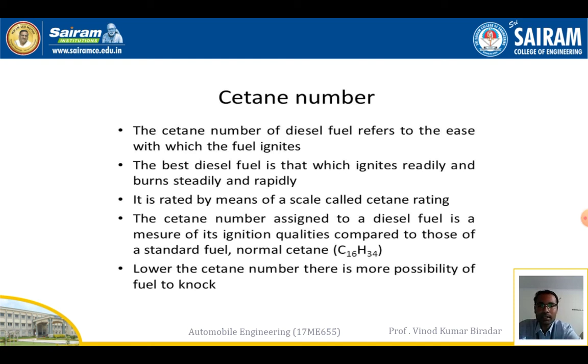The cetane number assigned to a diesel fuel is a measure of its ignition quality compared to that of a standard fuel, normal cetane, which is C16H34. The lower the cetane number, the more possibility of the fuel to knock, as already discussed under knocking. If you use a higher cetane number, all the fuel can be burned very quickly.